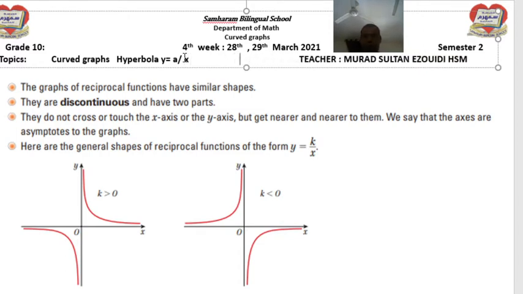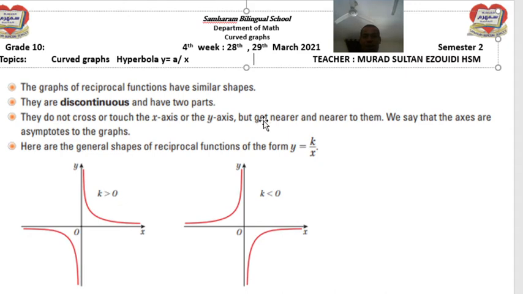Now we start. The graphs of reciprocal functions have similar shapes. They are discontinuous and have two parts. They don't cross or touch the x-axis or the y-axis. When k is positive, the curve of this equation, called a hyperbola, is located in the first quadrant and the third quadrant. Here we have the lines of symmetry: y equals minus x, and also y equals x. We'll see this after.